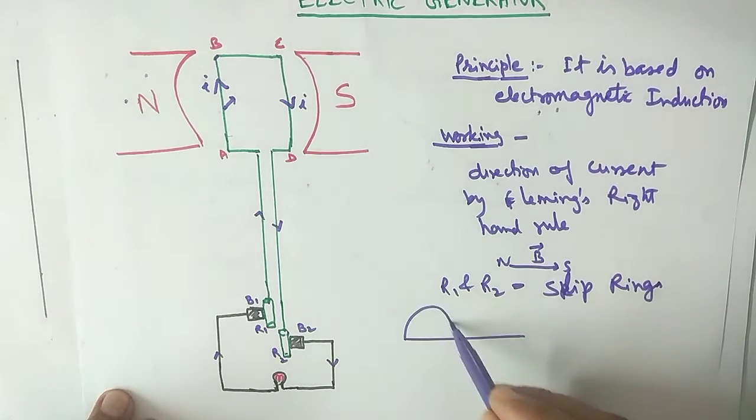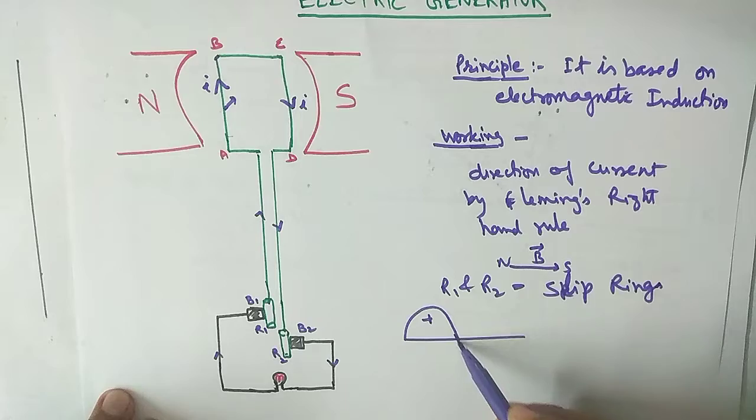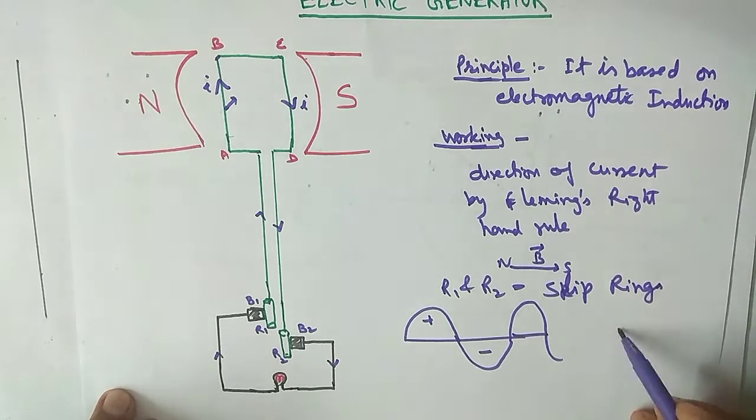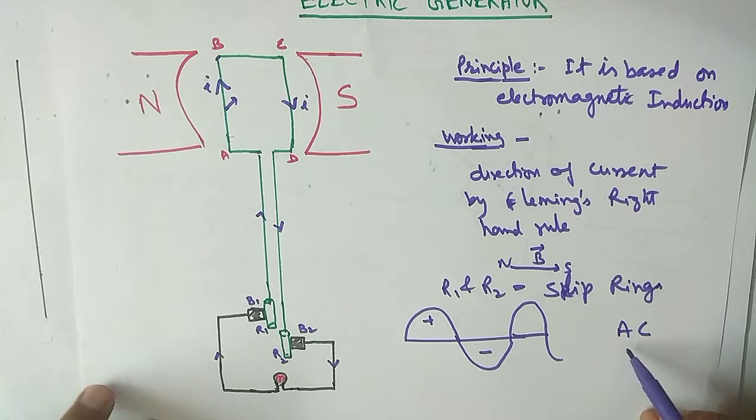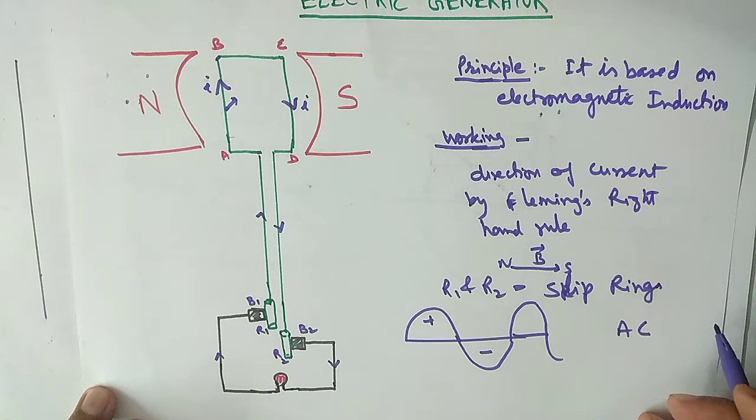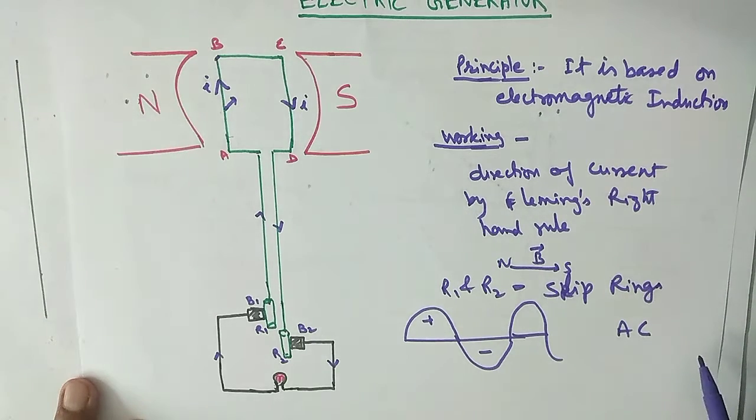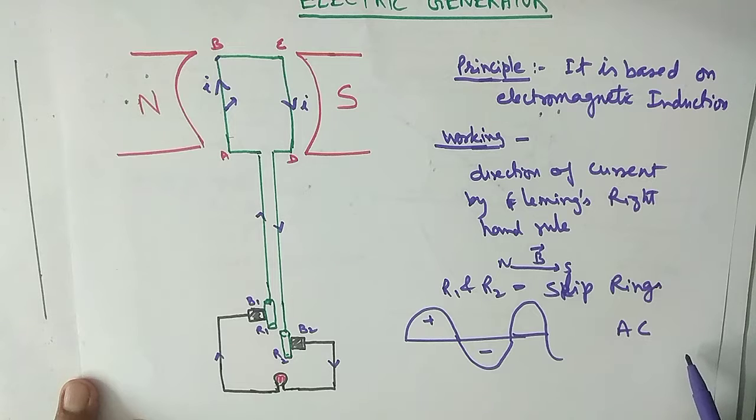So after half cycle, the direction of the current will change. Suppose in one half cycle it is positive, in the next half cycle it will be negative. Like this we get AC current, that is the alternating current. The current which changes its direction after every half cycle is known as the AC current, alternating current. That is, it is always a bidirectional current.